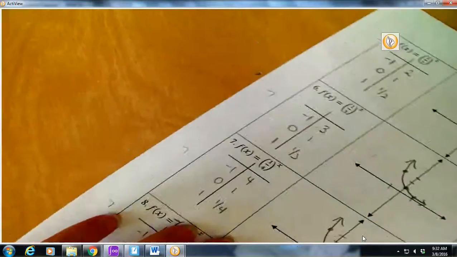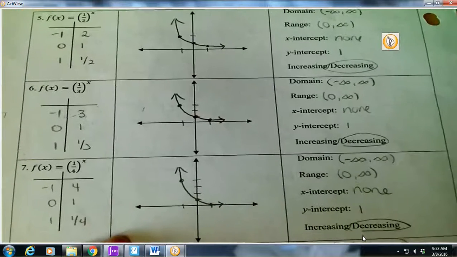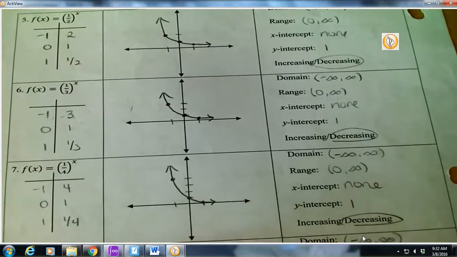Okay, on the back, how were these problems different? They're fractions. The base was a fraction. So how did that fraction affect the shape of the graph? Turned it backwards. Right, it essentially flipped it. It's now decreasing the whole time.